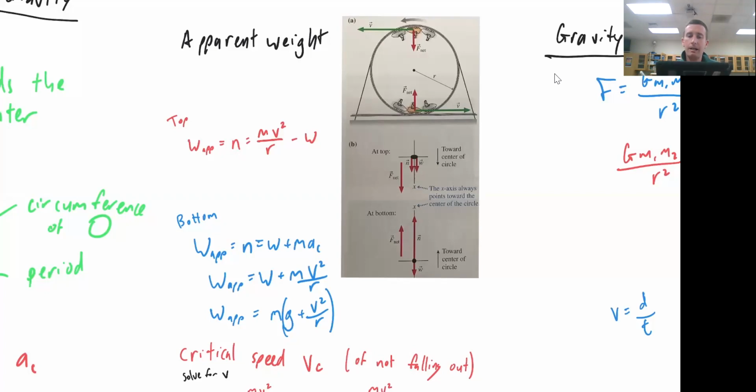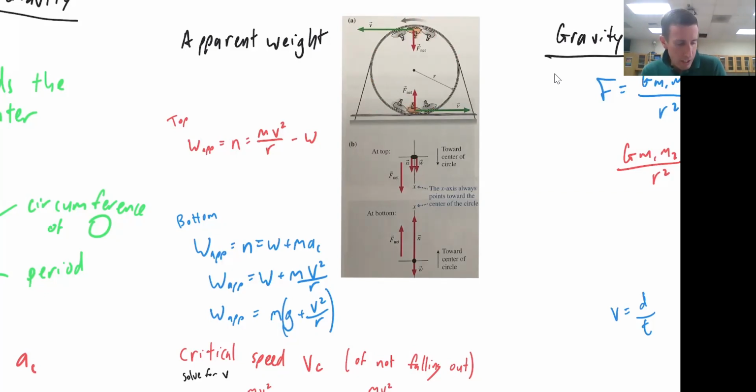In this case, these fun little friends are cruising their way around this circle track on the roller coaster, getting very dizzy, I am sure, and we're going to try and figure out their apparent weight. Because it turns out your weight kind of changes, right? When you're at the top, you feel a little bit lighter. When you're at the bottom, you feel a little bit heavier. So let's take a look at that.